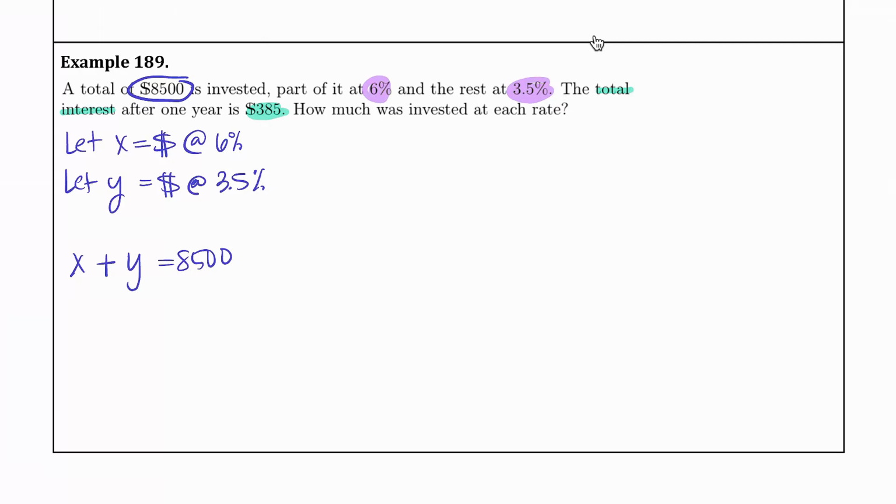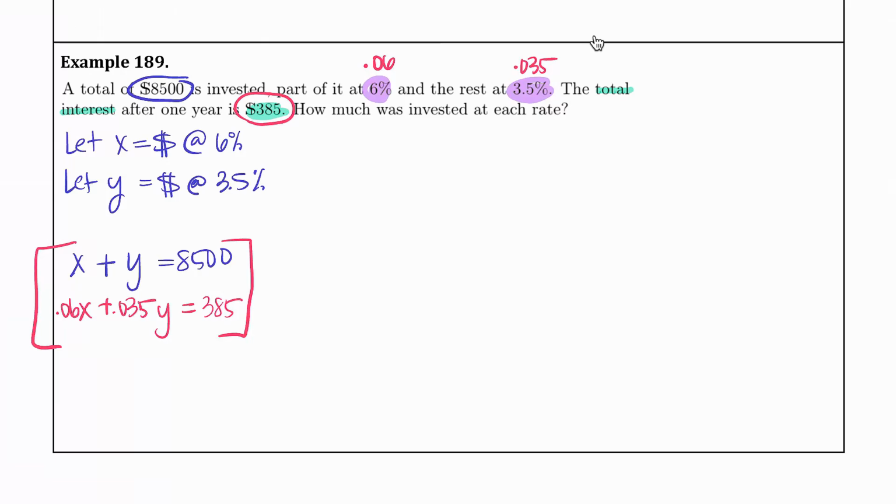Okay, careful when we write percentages as decimals here. 6% is 0.06, 3.5% is 0.035. So we get 0.06x plus 0.035y equals, it said our total interest is $385. So here's our two equations. Again, it doesn't really matter if you use substitution or elimination to solve this one.